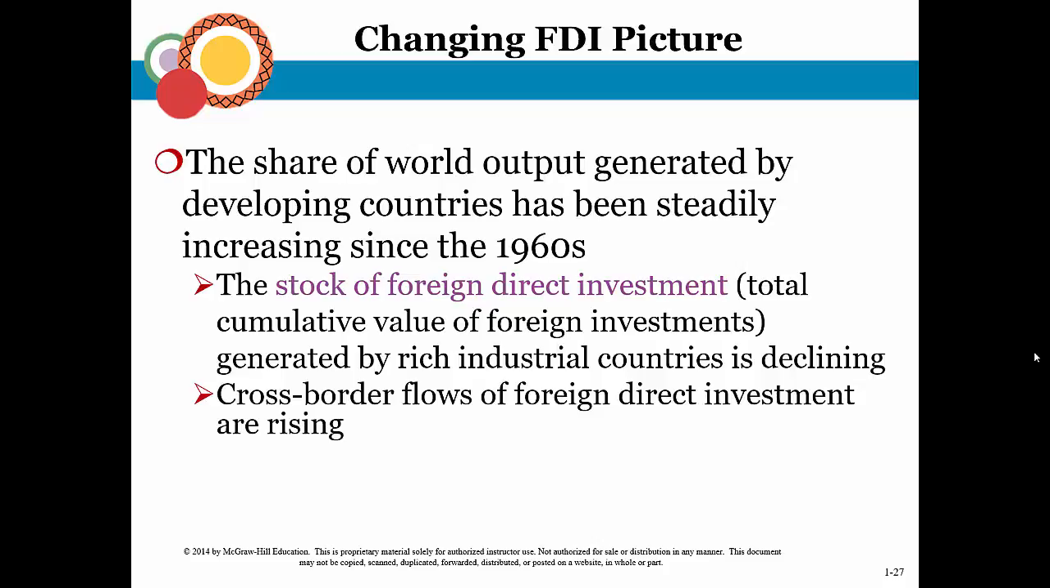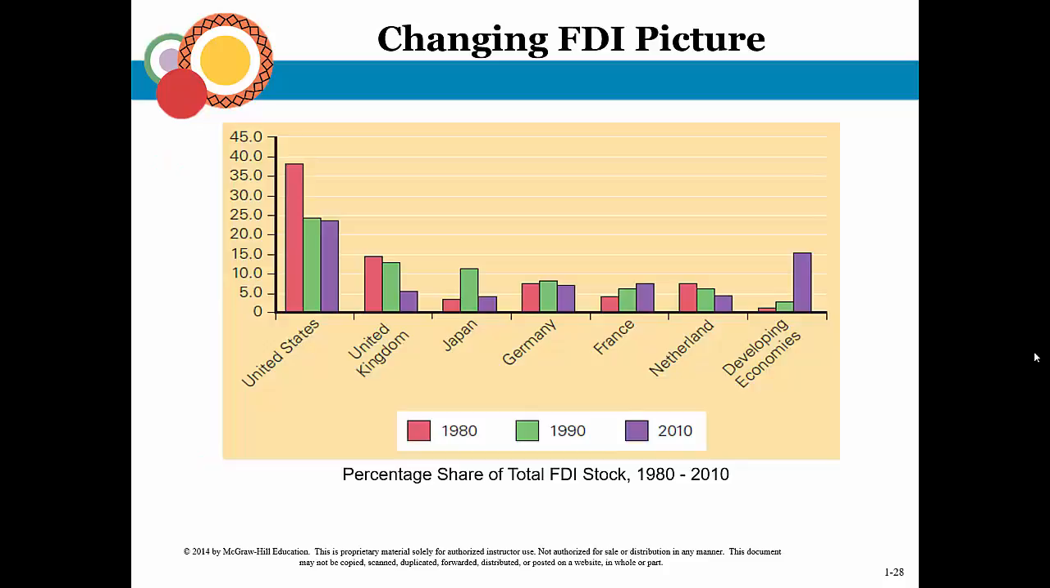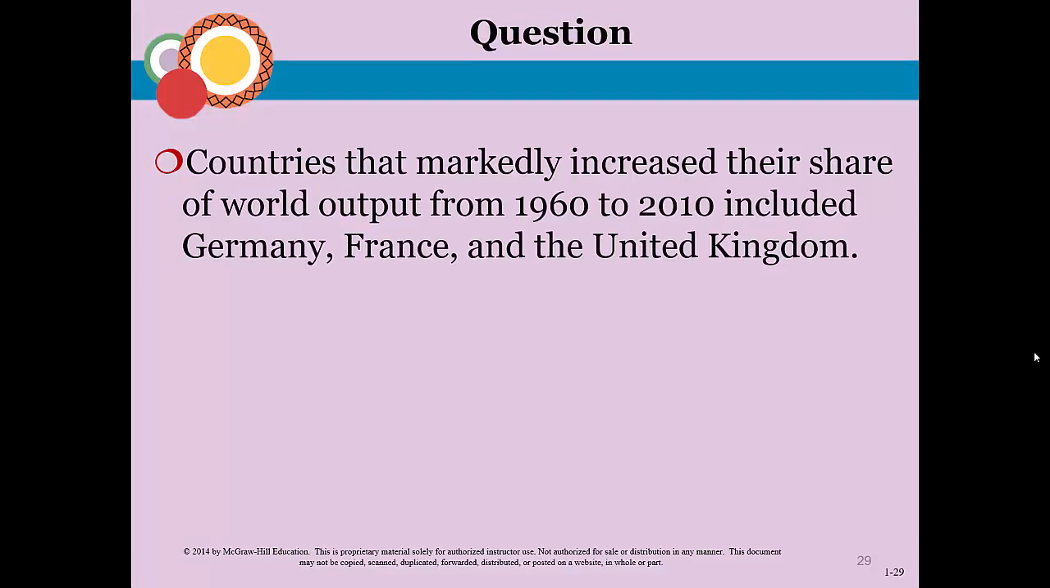Cross-border flow of foreign direct investments are rising, essentially, with the largest recipient of the FDI being China. We can kind of see across the board when it comes to percent of share for FDI in the 1980s versus 2010, from the United States to developing countries. There is an increase in FDI in developing countries.